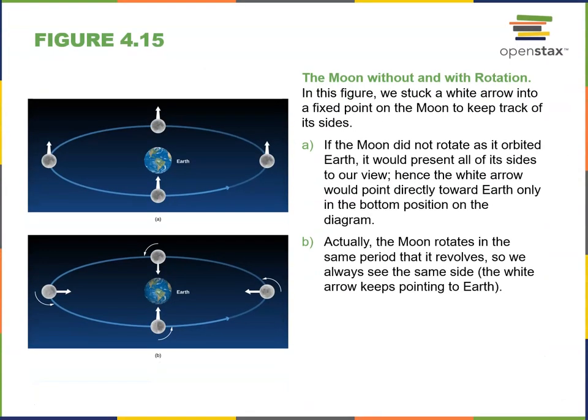In the first image, we can see the moon revolving around Earth without rotating. The second photo shows what actually occurs. For each quarter around Earth, the moon rotates a quarter on its axis. Therefore, the same face of the moon is always facing Earth.